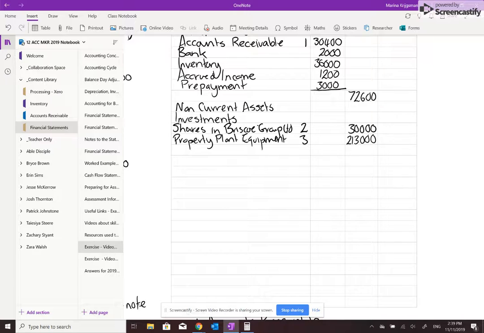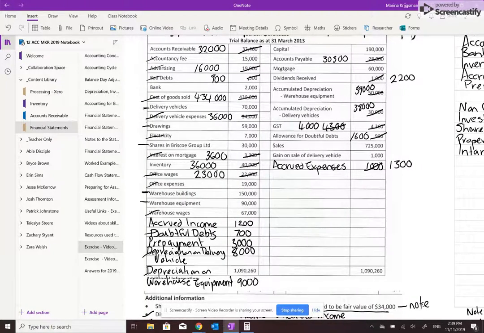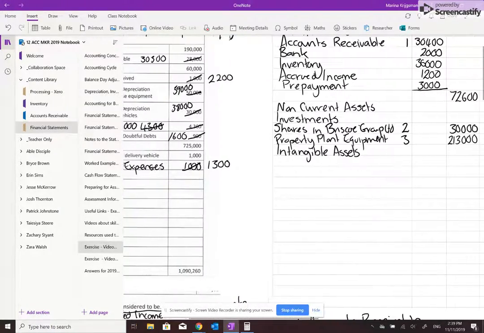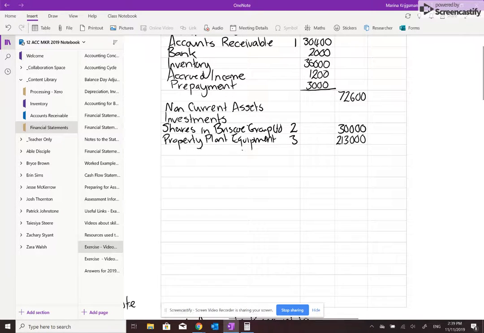Okay, and then the last type of ones that we've got are intangible assets. And these are things like goodwill and patents. And so let's have a look. No, we haven't got anything like that here, so don't need to put intangible assets in. So now we're going to add this up, and we're going to get total assets.